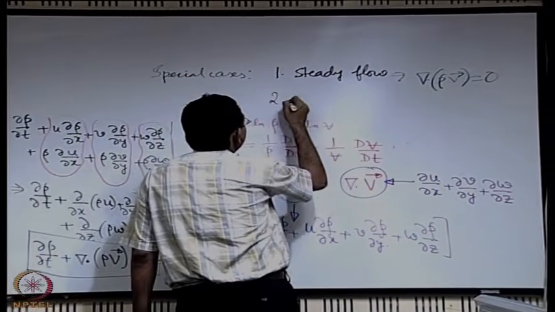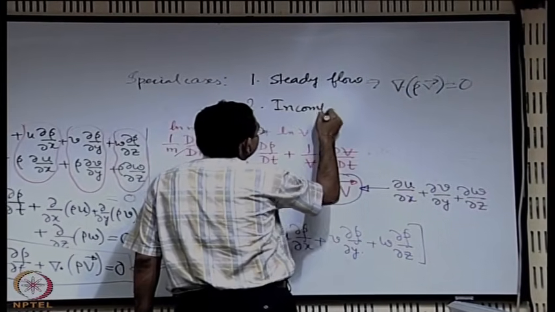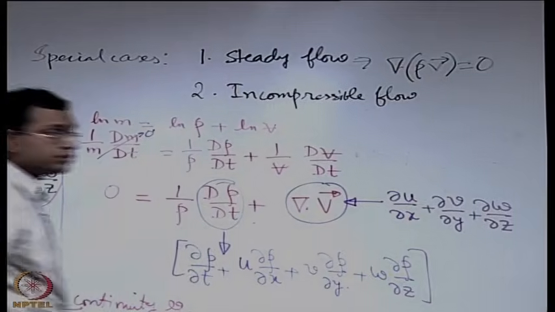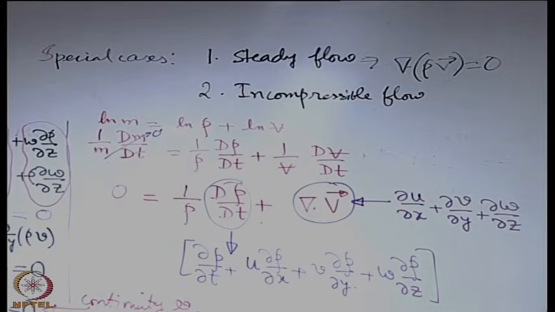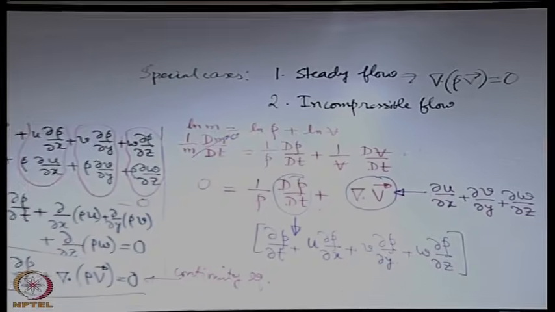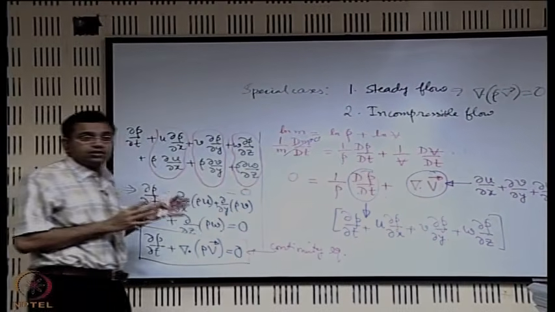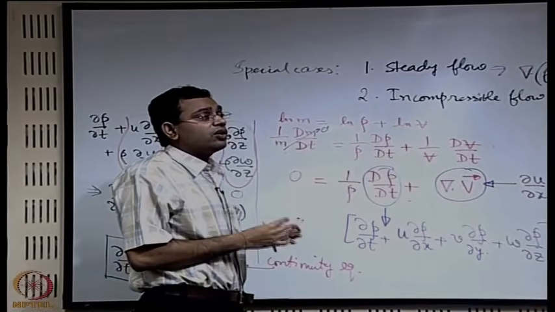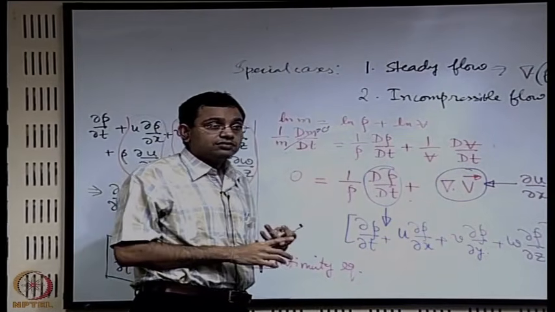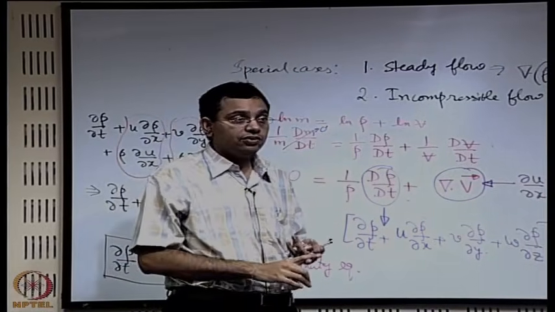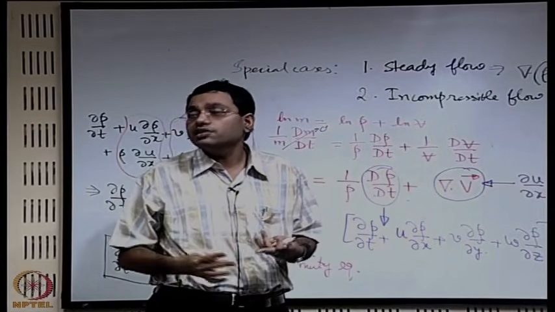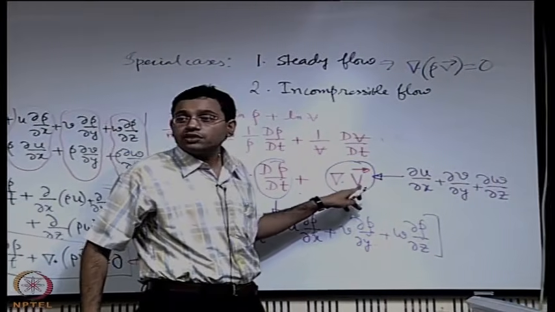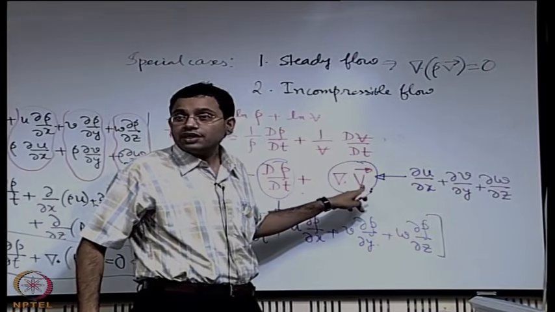Let us consider a second case, incompressible flow. We have to keep in mind that there is a very big misconception that we should try to avoid. What is that? Many times we loosely say incompressible means density is a constant. It is a special case of incompressible flow, but it is not the general case. The general case of incompressible flow is what? The divergence of the velocity vector equal to 0, that is the definition.